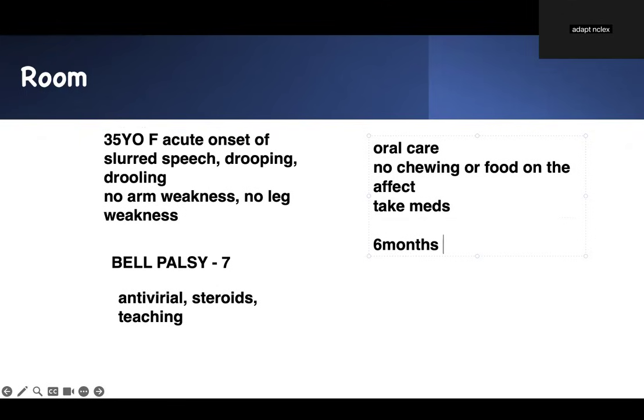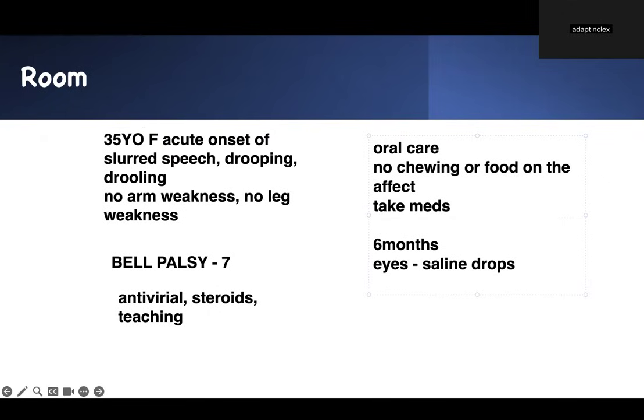And what is the other thing? Your eyes. I got to protect your eyes, right? Because you won't be able to close your eyes. You won't be able to make some tears. So I give you artificial tears. That's the thing. You give them saline drops. That's the key, right?